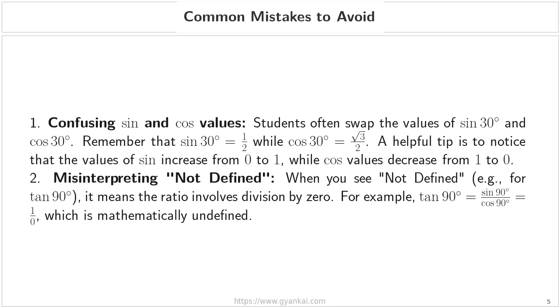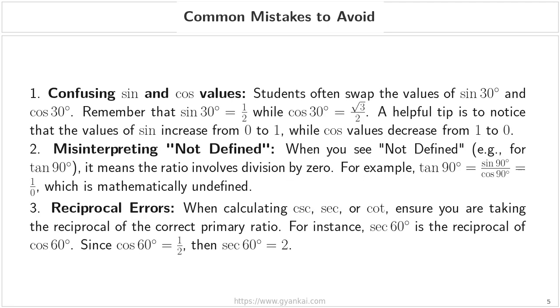Second, don't be confused by the term not defined in the table. When you see this, for instance, with tangent of 90 degrees, it isn't just a random label. It actually means the ratio involves division by 0. If you think back to our identities, tangent of 90 degrees is equal to sine of 90 degrees divided by cosine of 90 degrees, which simplifies to 1 divided by 0. Since we cannot divide by 0 in mathematics, we call it undefined.